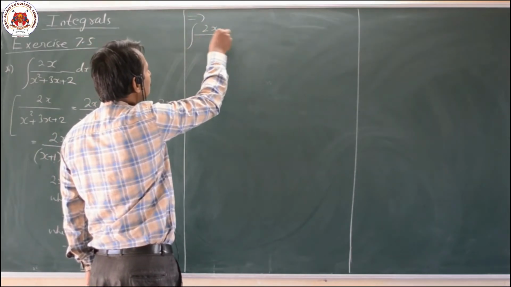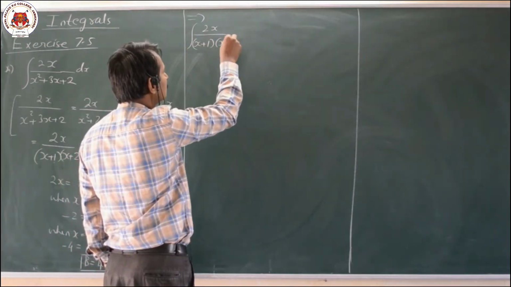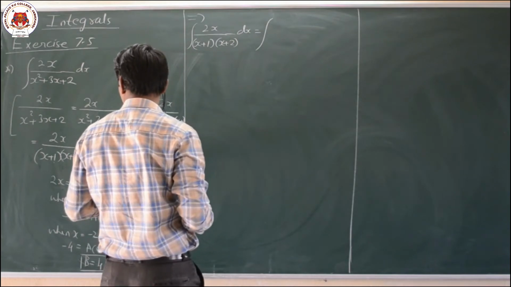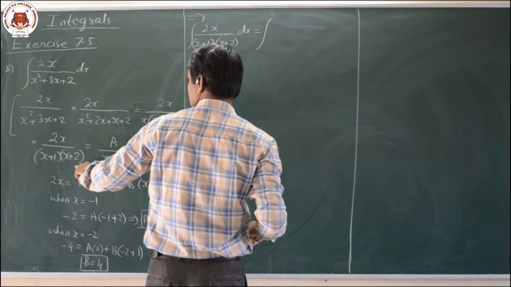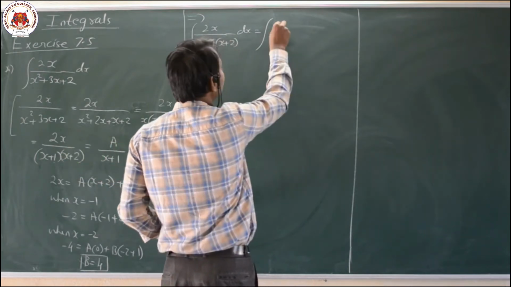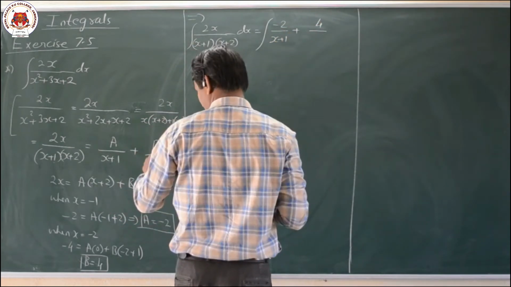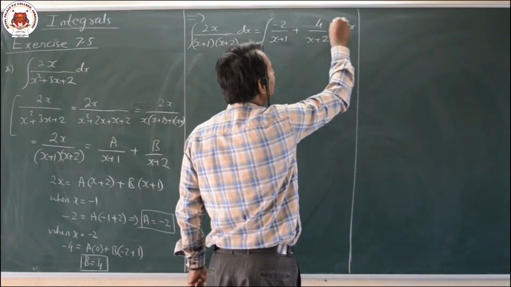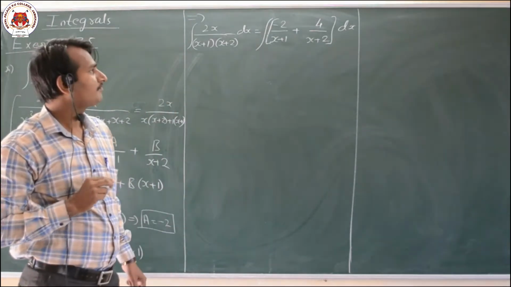The integral of 2x divided by x plus 1 into x plus 2 dx equals the integral of a divided by x plus 1 plus b divided by x plus 2, that is minus 2 divided by x plus 1 plus 4 divided by x plus 2 dx. It is a very clear and simple example.